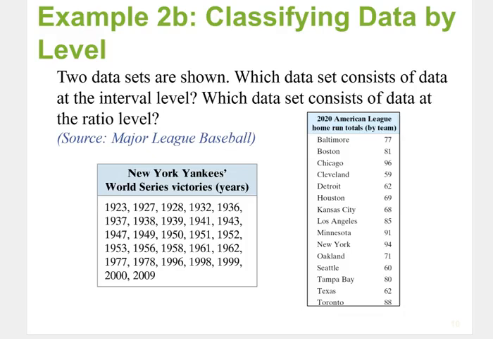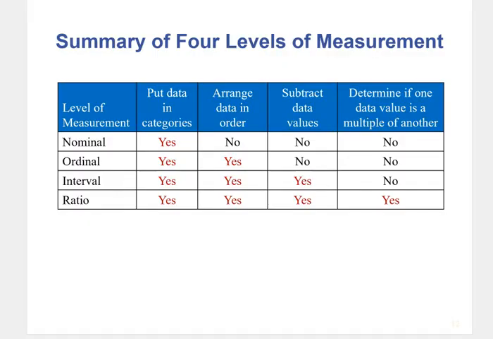So here's a little chart to help you summarize all four of these, which I think might help. Here are your four levels of measurement. Again, can you put the data in categories? All of them are yes. Can you rank the data in order? Okay, this is the big one. So nominal is a no.